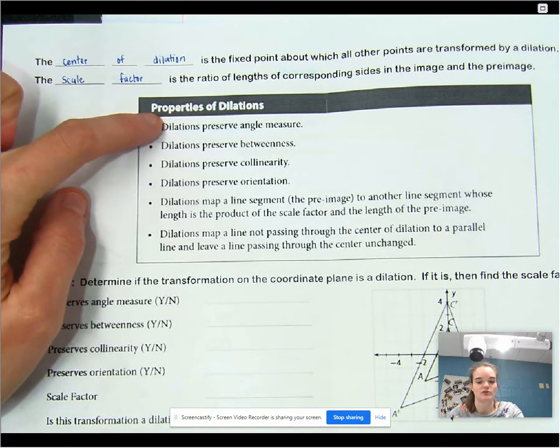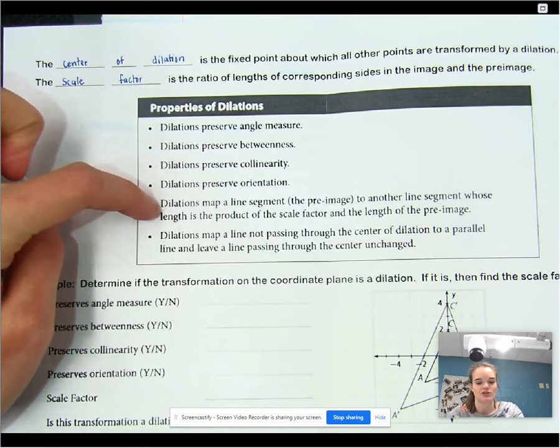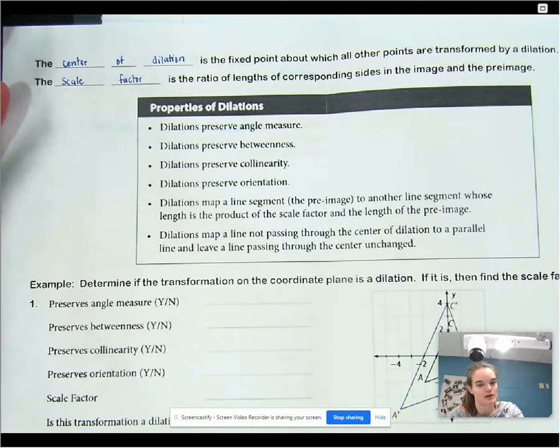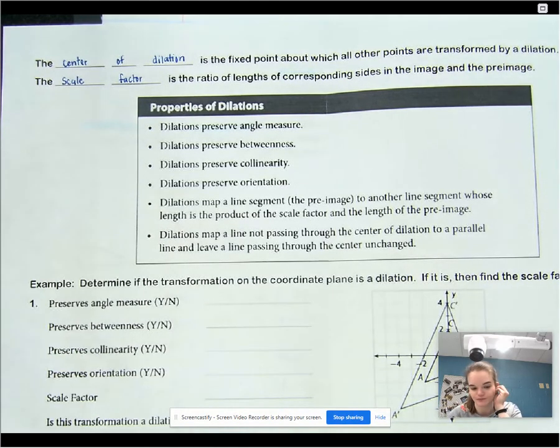Dilations preserve angle measure, betweenness, collinearity, and orientation. Dilations map a line segment to another line segment. That's where I said a minute ago, if it was an isosceles triangle, it'll be an isosceles triangle. That's what this is saying. Dilations map a line not passing through the center of dilation to a parallel line.